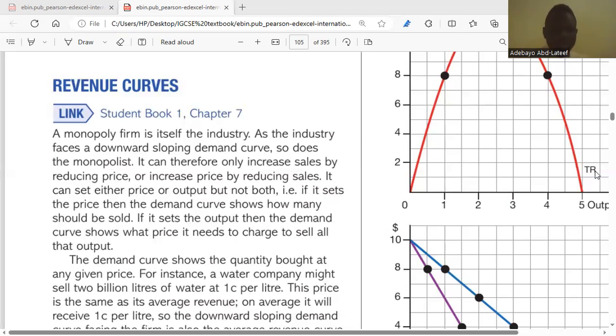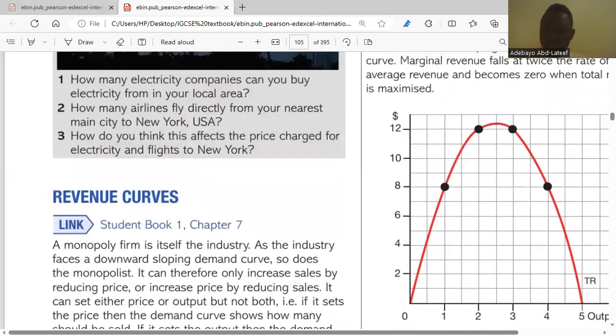So the demand curve shows the quantity bought at any given price. We already know what demand is: the quantity of goods or services that an individual is willing to buy at a given price and time. So that means the demand curve will definitely show the quantity bought at any given price. So that's about the revenue curve now. Let's look at the implication of the revenue curve here.